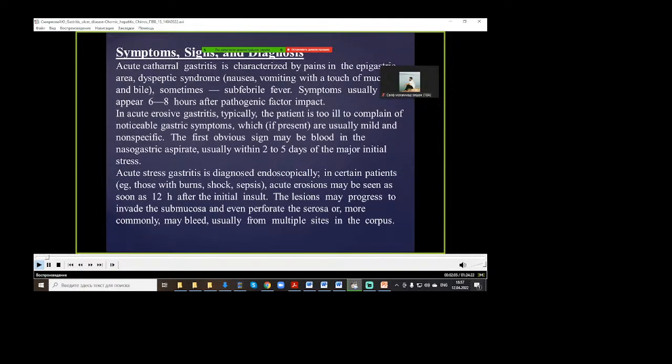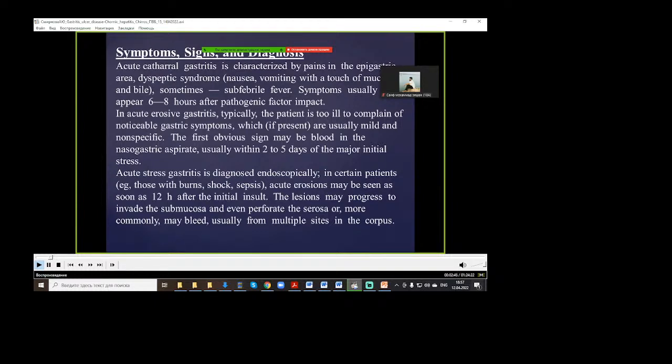Symptoms and diagnosis of acute gastritis. Acute catarrhal gastritis is characterized by pains in the epigastric area, dyspeptic syndrome such as nausea, vomiting, sometimes subfebrile fever. Symptoms usually appear 6-8 hours after pathogenic factor impact. In acute erosive gastritis, typically the patient is too ill to complain of noticeable gastric symptoms, which, if they are present, are usually mild and non-specific.